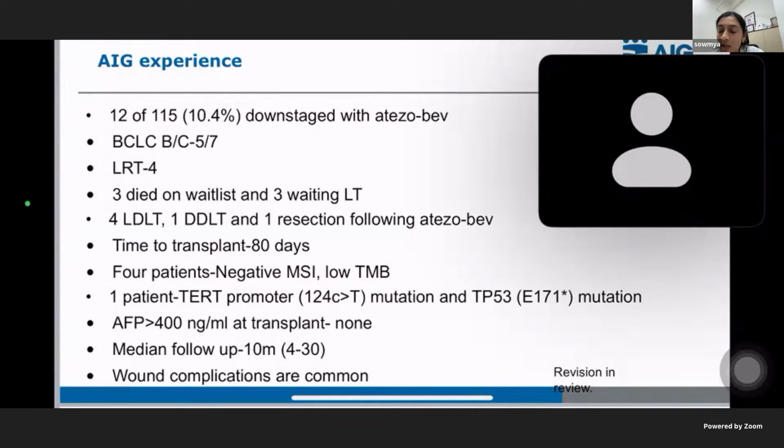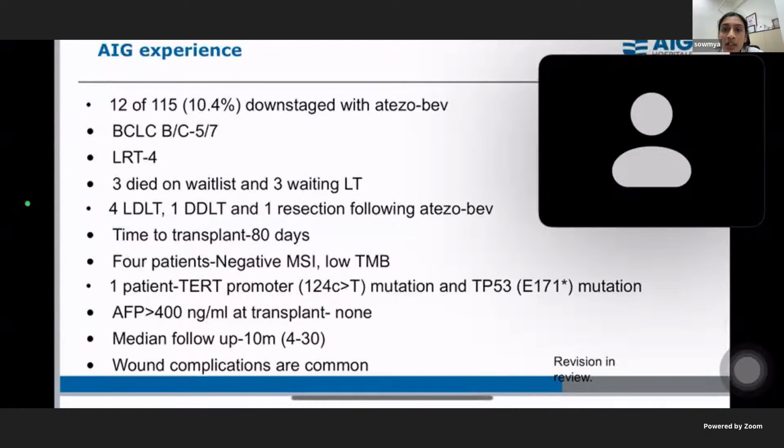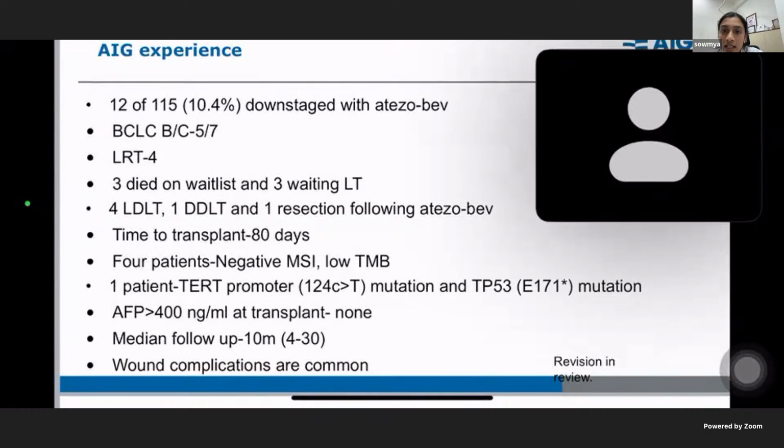BCLC-B were out of which 5 belonged to the BCLC-B category of HCC, and 7 had BCLC-C HCC, and 4 people had received local regional therapy. 3 died on the wait list, and 3 are waiting for liver transplant. There were 4 LDLTs, 1 DDLT, and 1 resection following atezolizumab. The time to transplant is 80 days.